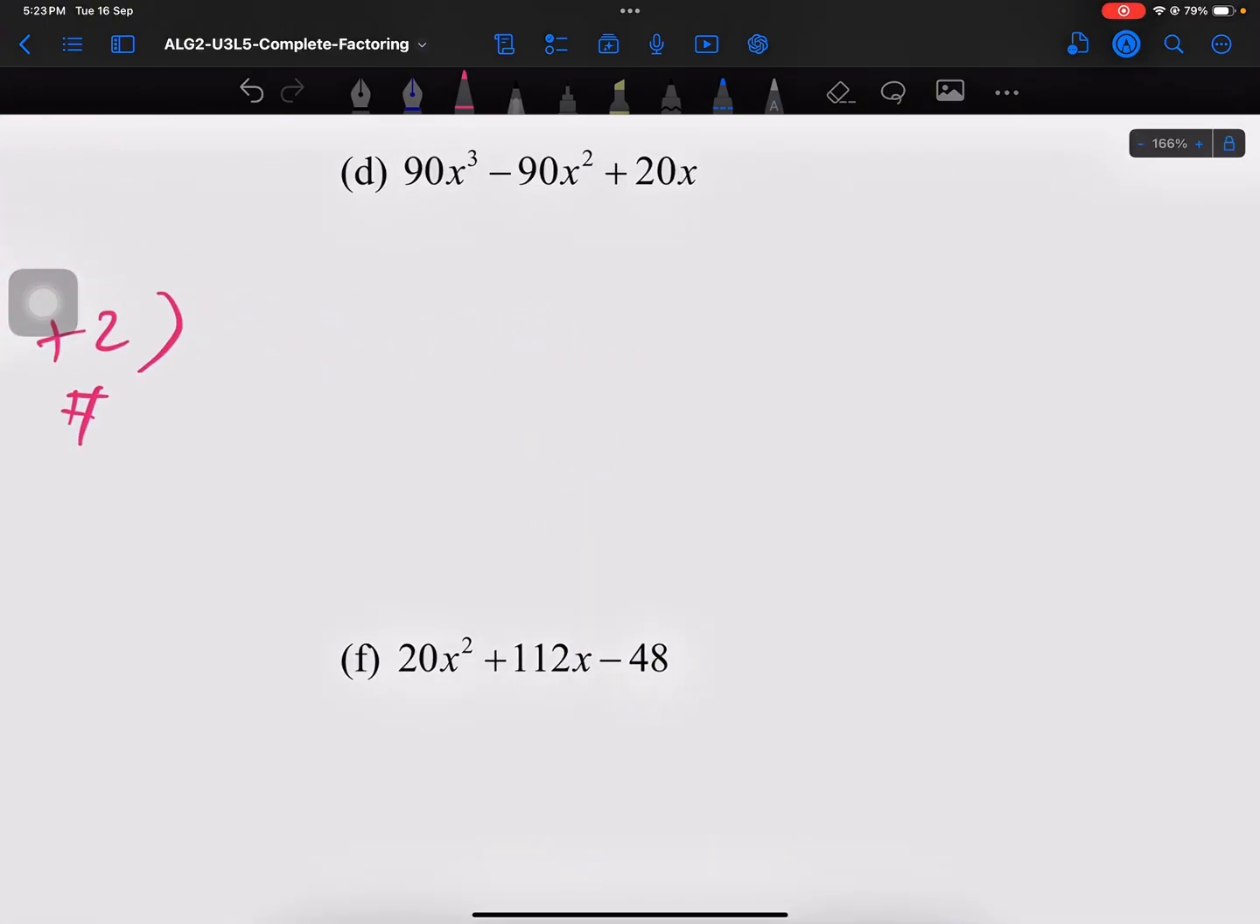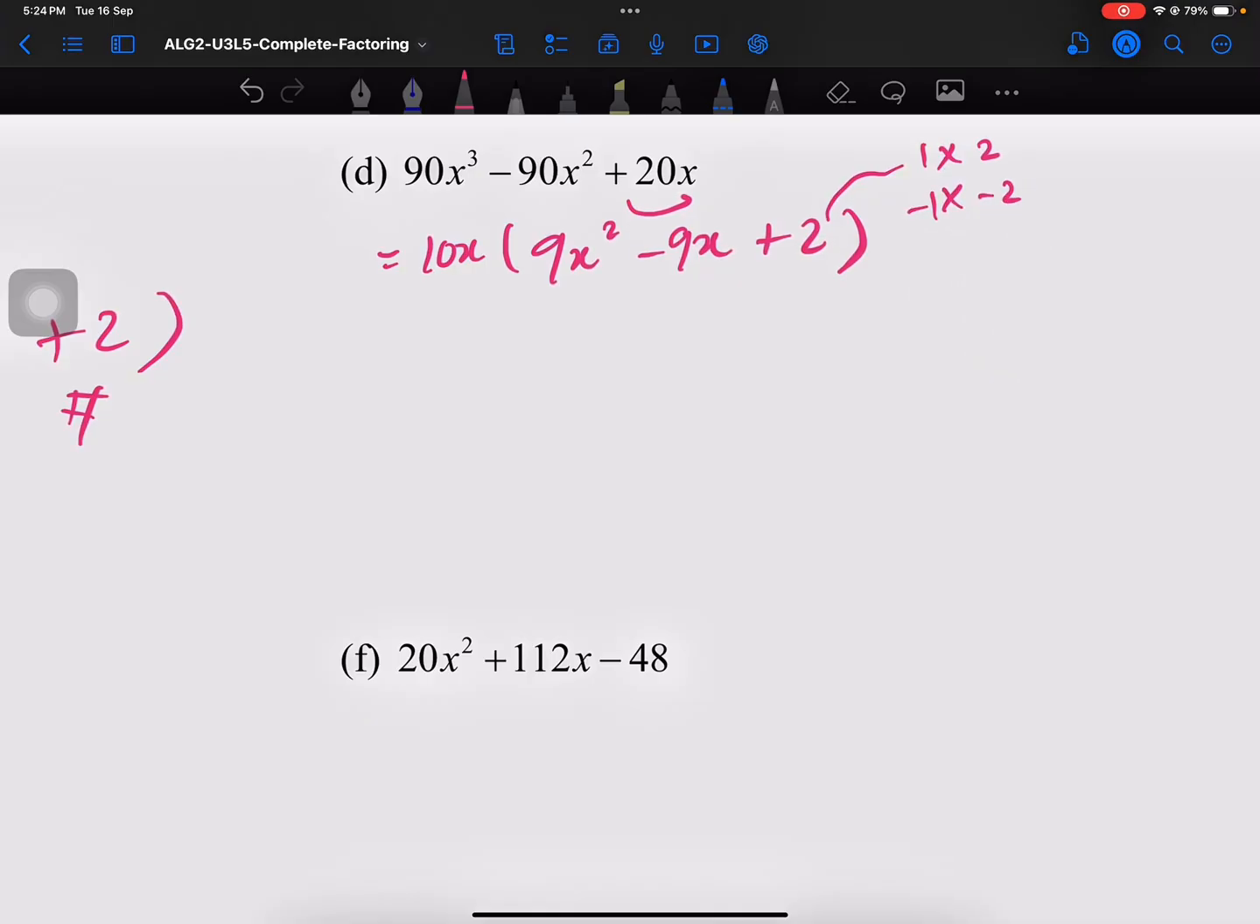Move on to D. We have 20x here, so take out our GCF first. The GCF should be 10x, giving 9x squared minus 9x plus 2, since 10 times 2 equals 20. For 2, we have 1 multiply 2, or negative 1 multiply negative 2, to get positive 2. So first we try with 9x, x.